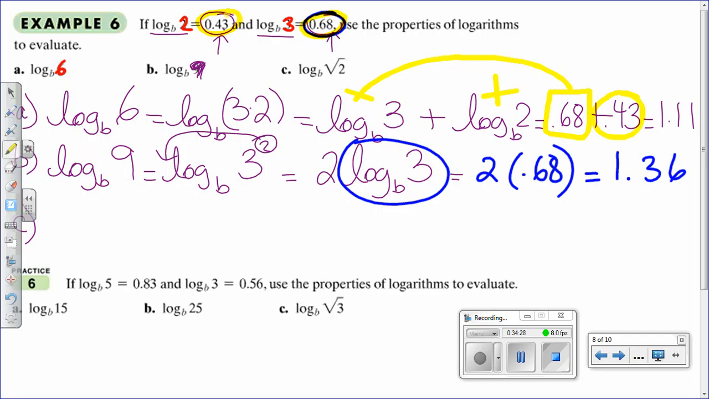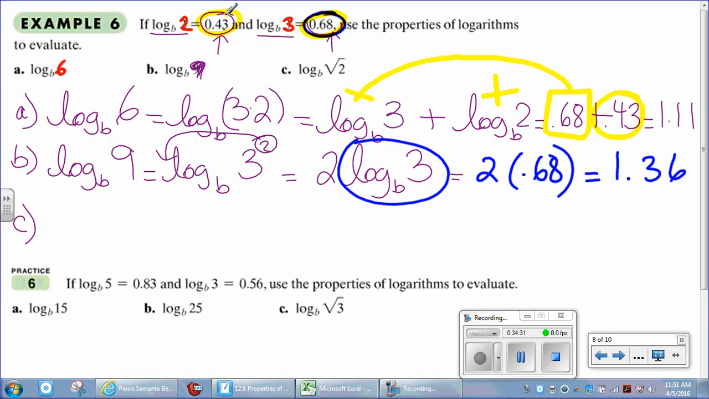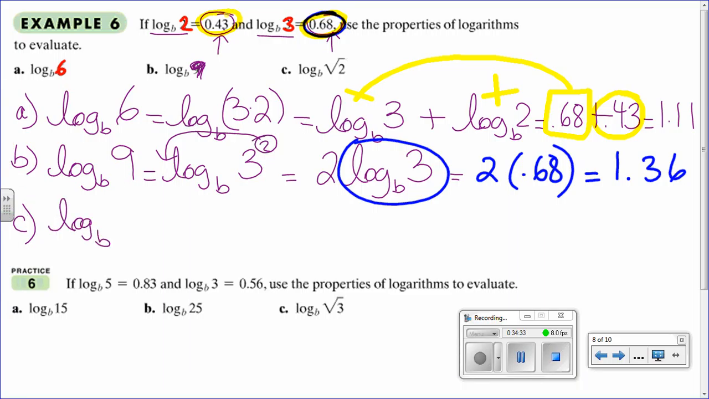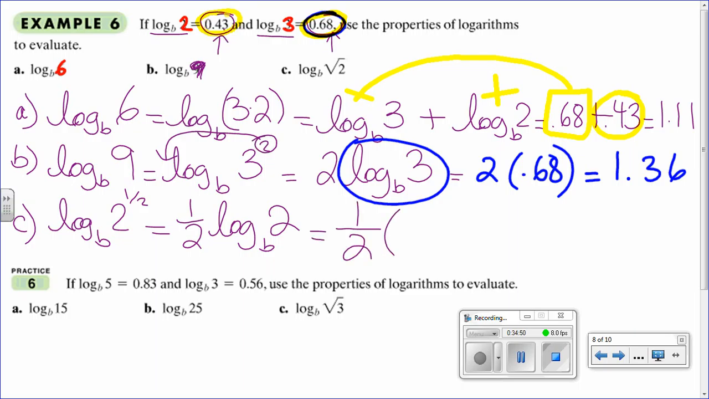Okay, so let me do the last one, the log base b of the square root of 2. I'm going to call it the log of 2 to the 1/2. From here, I can apply the power property, so it will be 1/2 times the log of 2 base b. So this will be 1/2, and then what should I replace the log of 2 with? 0.43. Remember, it's coming from here. So that will be like dividing 0.43 by 2. So it's 0.215.